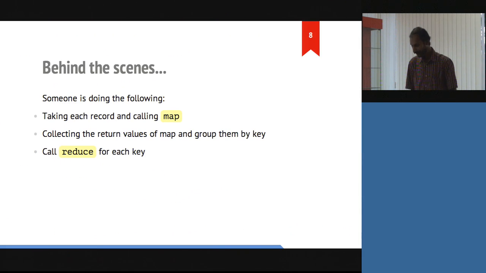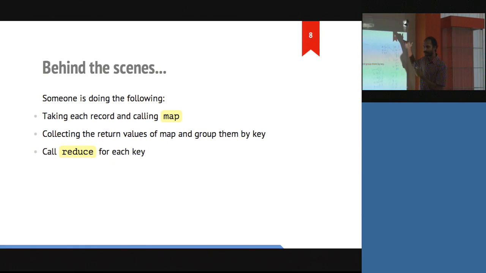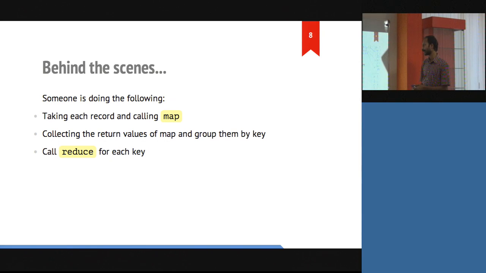So the very crucial part is this: the MapReduce driver. How does the driver work? Take each record, call map. That's pretty simple. Call reduce for each key. That's all simple. But how do you do this part?